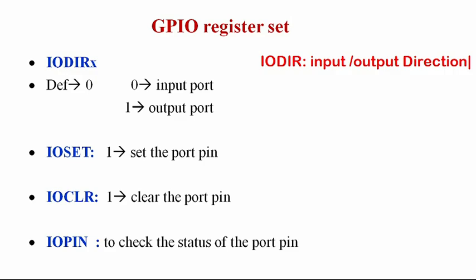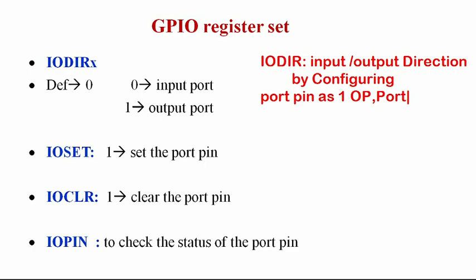So what do you mean by input port? If you want to read the data, you can make it an input port, and if you want to write the data, you can make it an output port. How can I do that, sir? Yes, so here I'm telling. By configuring the port pin as 1, we can configure it as an output port.